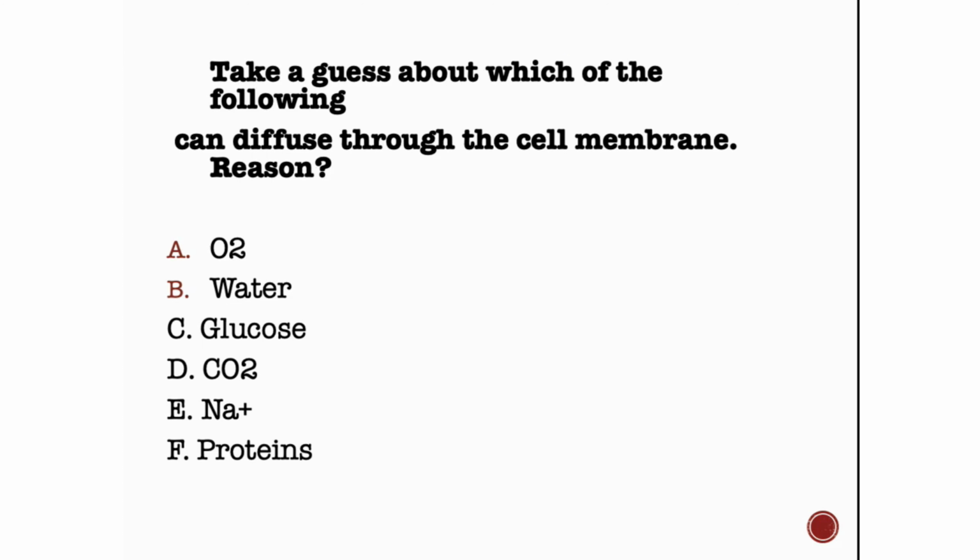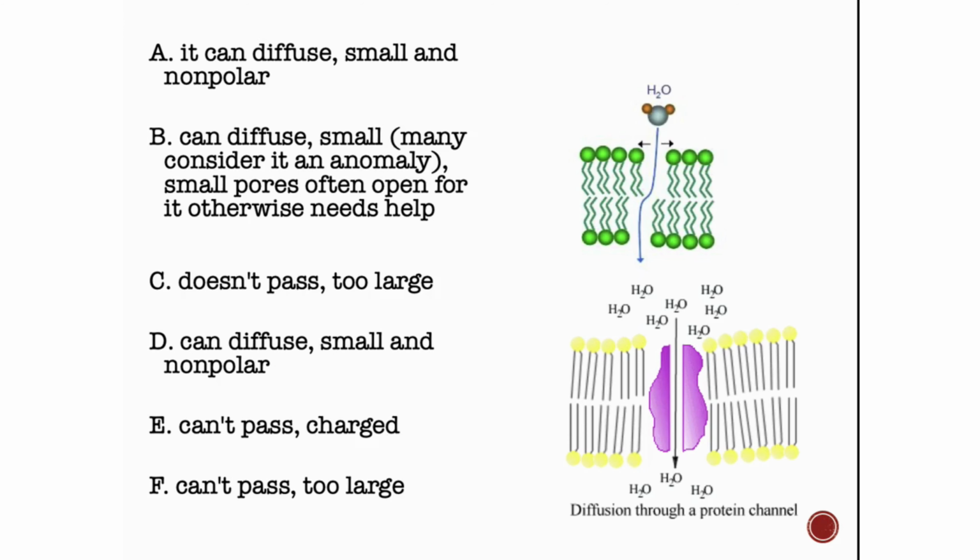Take a guess about which of the following can diffuse through the cell membrane and the reason: oxygen, water, glucose, carbon dioxide, sodium, or proteins. So, oxygen can diffuse, it's small and non-polar. Water can diffuse through small pores if open for it, otherwise it needs help. Glucose doesn't pass, it's too large. Carbon dioxide can diffuse, it's small and non-polar. Sodium cannot pass because of its charge, and proteins cannot pass, they're too large.